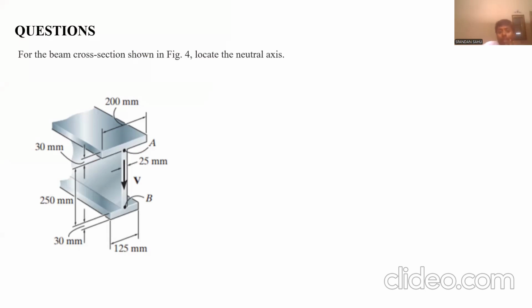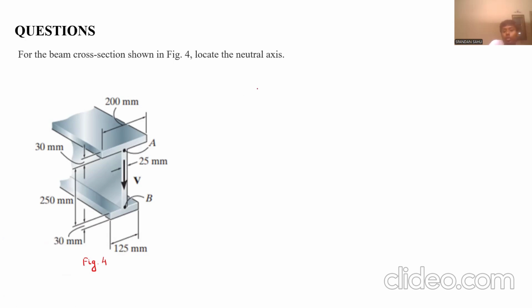The question says, for the beam cross section shown in figure 4, which is an I section, locate the neutral axis. So you have to find out the neutral axis for this I section. At what depth the neutral axis will pass through, you have to determine. So how to determine?